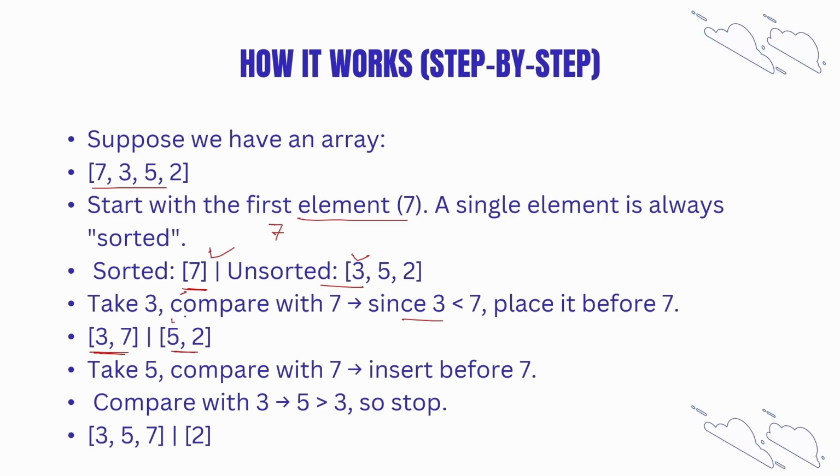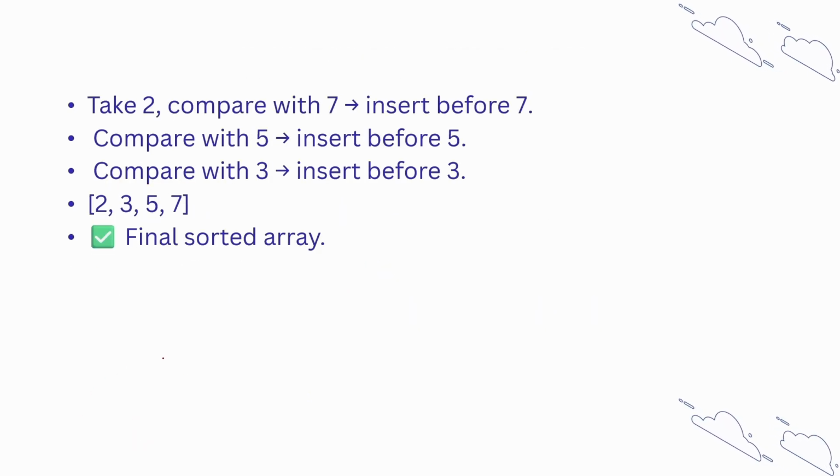Next, we'll compare 5 with these two elements 3 and 7. We'll see that 5 is smaller than 7 but greater than 3. So we'll put it in between 3 and 7. So it becomes 3, 5, 7, and here the unsorted part is 2. This part is sorted. Next, 2 is remaining.